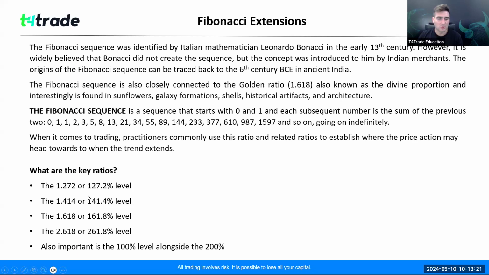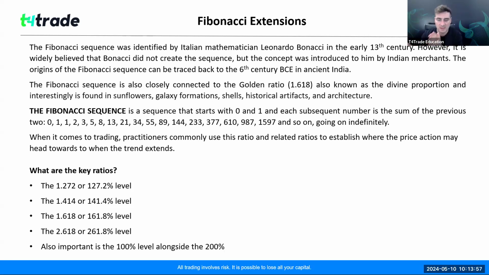So the 1.272, or the 127.2% level. That means if 0 is the start of a specific move and 100 is the former peak, okay? And now we have seen the price action pulling back and then breaking into an all-time high, crossing above the recent high. The 127 means it's going to go 27.2% higher than the previous high. You can conceptualize it like this, okay?